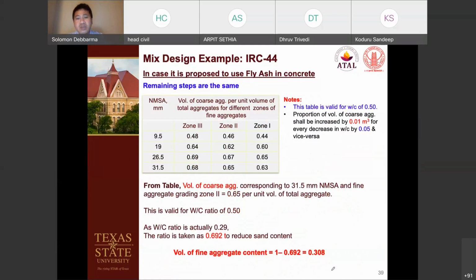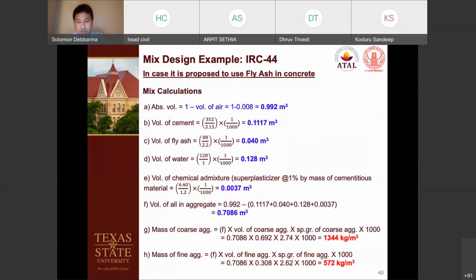So the remaining steps are more or less the same. We need to determine the volume of the coarse aggregate per unit volume of total aggregate. We have already learned how to determine the volume of the coarse aggregate. So again, the volume of coarse aggregate with respect to total aggregate comes to be 0.692, and the volume of fine aggregates we can determine and it comes to be 0.38. And then the remaining steps are more or less the same.